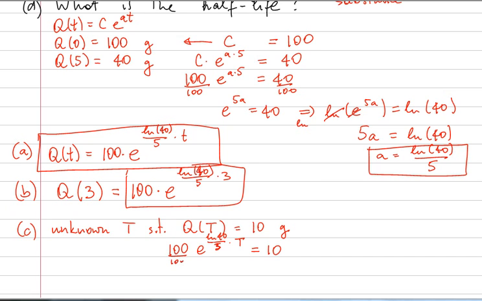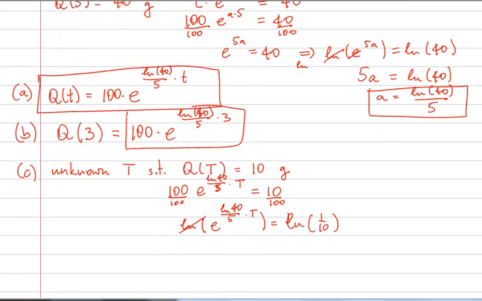So you divide by 100 to get e by itself, and then apply ln. So ln of e to the ln of 40 over 100 over 5 times t equals ln of 1 over 10. ln and e go away, and I have ln of 40 over 100 over 5 times t equals ln 0.1, 1 over 10, 0.1. So t is equal to 5 ln 0.1 divided by ln of 40 over 100.